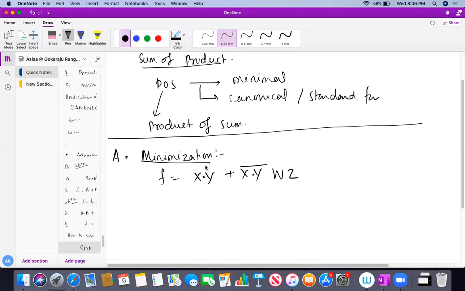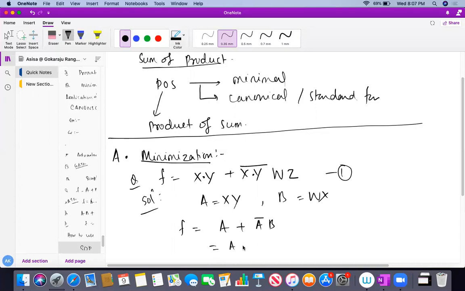No. Okay, so in order to minimize it, you can apply certain Boolean algebra. Let's say this is the question I'm going to minimize. What you can do, let A be XY, and B be WZ. Just put them over there in equation number 1. XY is A, I have just put it over here. Here I have to put A bar and B. So I know A or A bar, and I know A or B. I just use the distributive law over here, nothing else.